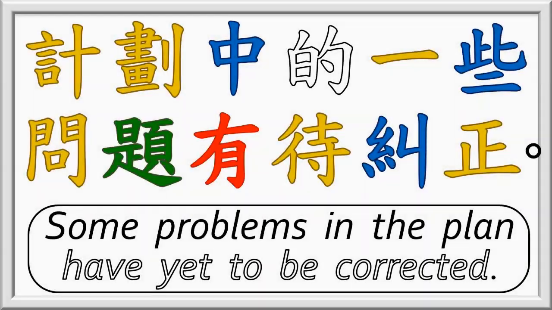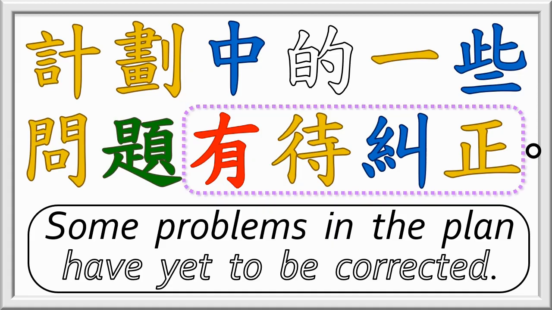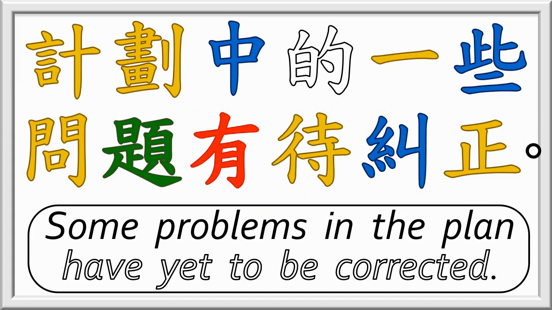All of today's examples derive from this carpenter's usage, meaning to correct or put right, literally to follow the chalk line. The expression is 纠正，计划中的一些问题有待纠正。Some problems in the plan have yet to be corrected. Notice the expression 有待, awaiting, yet to be done, or remain to be done.